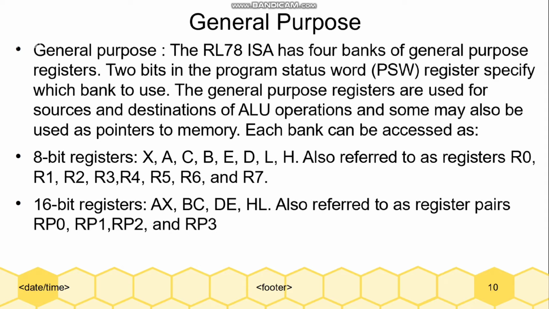Also, there are 8-bit registers X, A, C, B, E, D, L, H. We are naming it this way. And if we combine these as 16-bit registers, we combine X and A, B and C, D and E, H and L. So it forms a register pair.